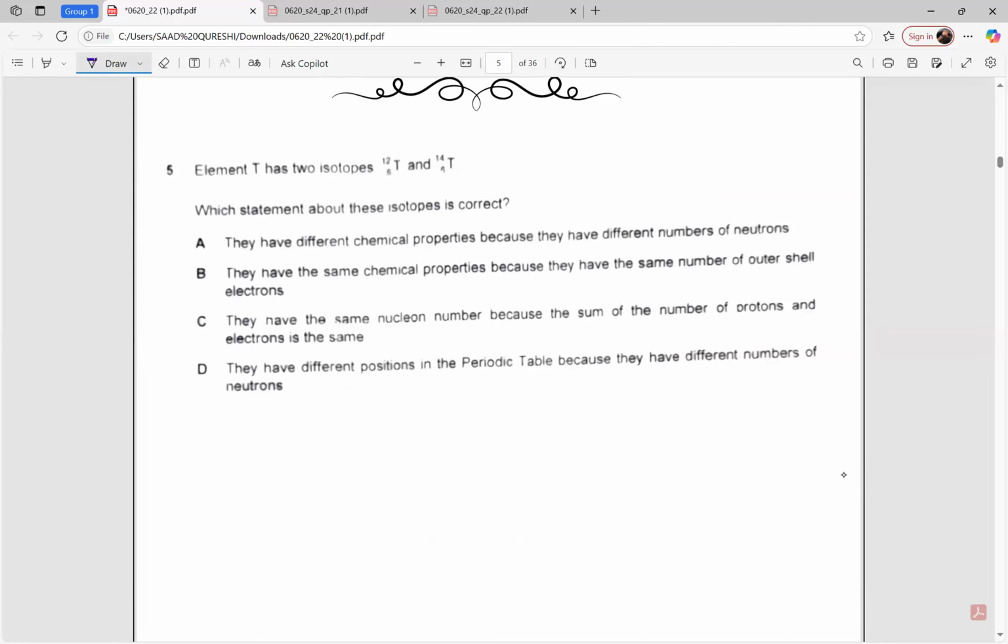Next question. Element T has 2 isotopes. Which statement about these isotopes is correct? They have different chemical properties. No, the isotopes have same chemical properties because they have same number of outer shell electrons. Electrons are responsible for the chemical properties. This question is very common in paper 2. The isotopes have same chemical properties because they have same outer shell electrons.